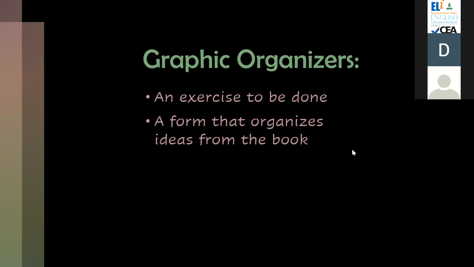So here's one view of graphic organizers. It's an exercise to be done, a form that organizes ideas from the book. Can you think of who might simply see graphic organizers as an exercise or a form? Is that the way the teacher would see it, the student, the administration? Who might have this point of view? Who might view them simply as an exercise to be done?